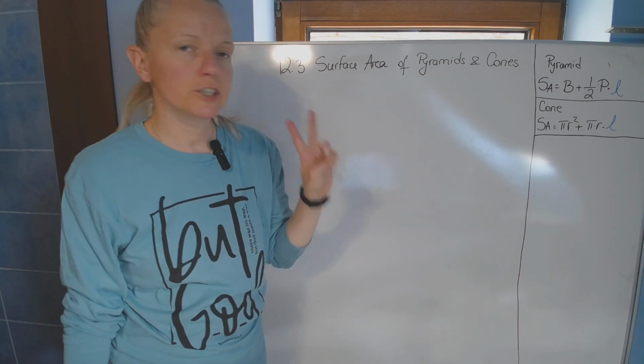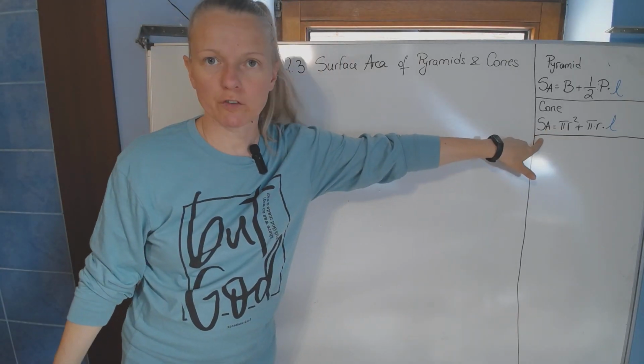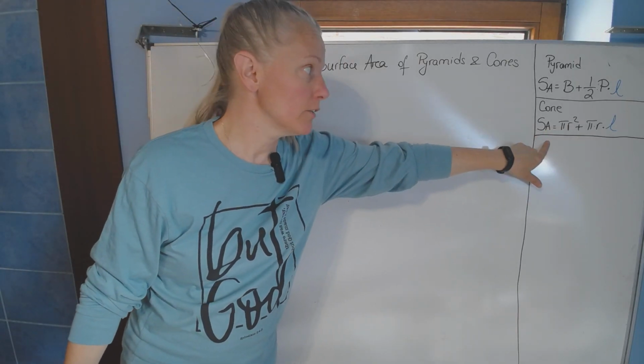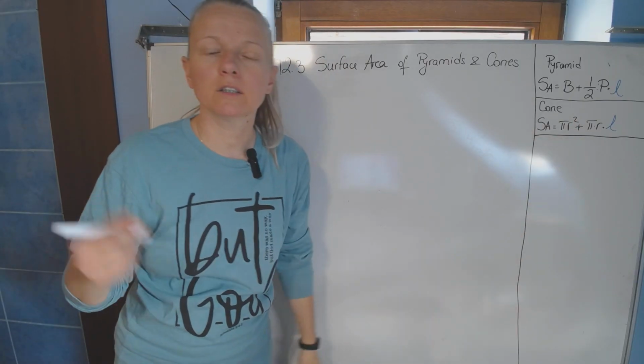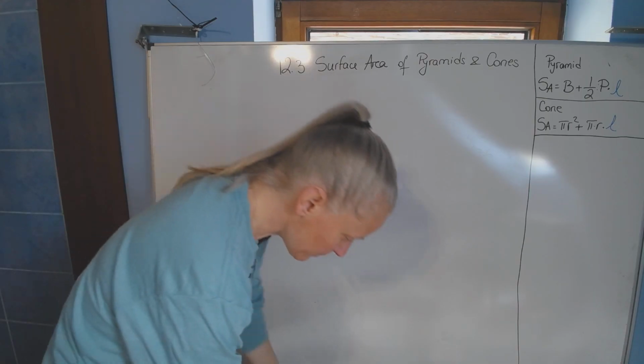So you're going to find 2 types of problems in your homework. Either they give you everything you need and you need your surface area out, or they give you the surface area and you need to find either the radius or the slant height. They're asking for one of the 2. Let's look at this type of problems.